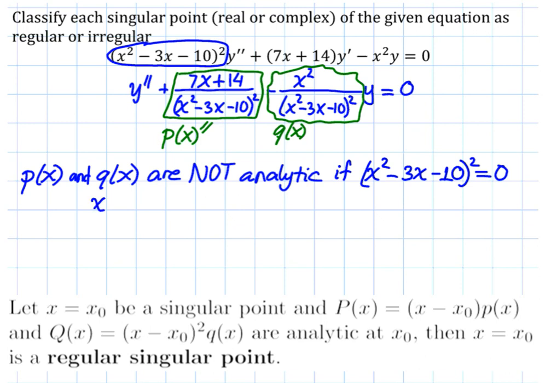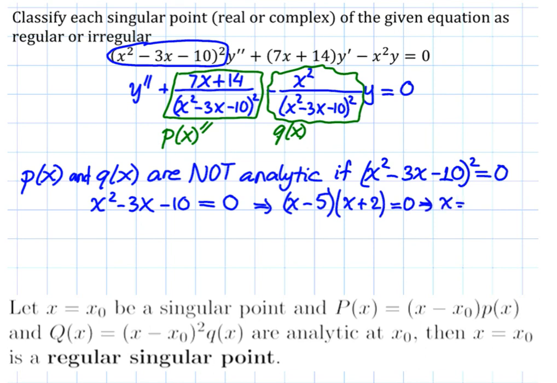So we have x squared minus 3x minus 10 equal to 0, because if the square equals 0, then the inside itself must be 0. So we factor, and we have x minus 5 and x plus 2 equal to 0. So we have x equal to 5 and x equal to negative 2. Those are the singular points.